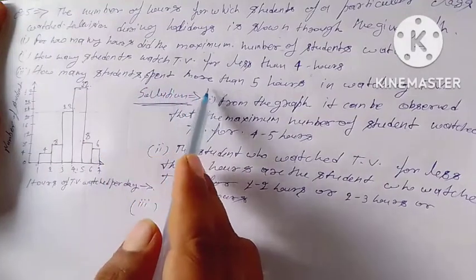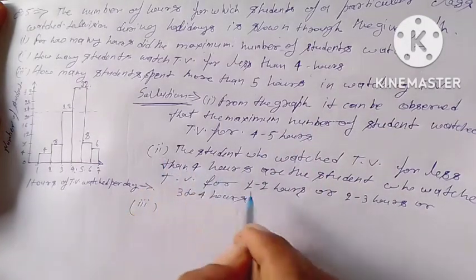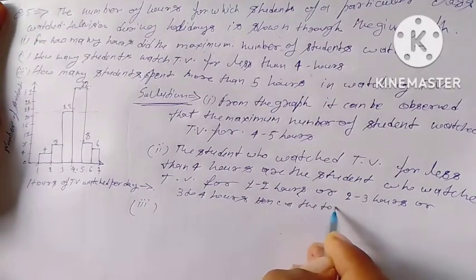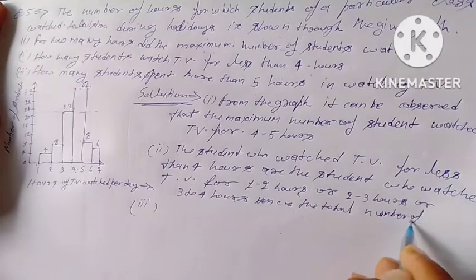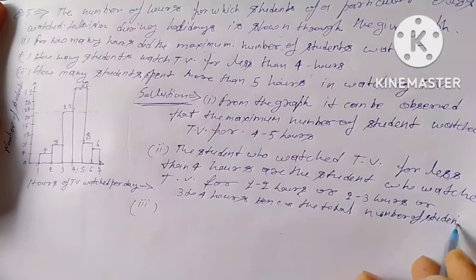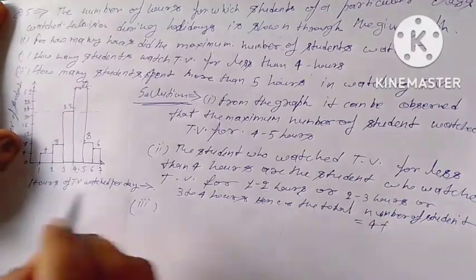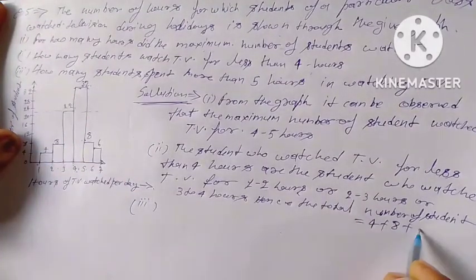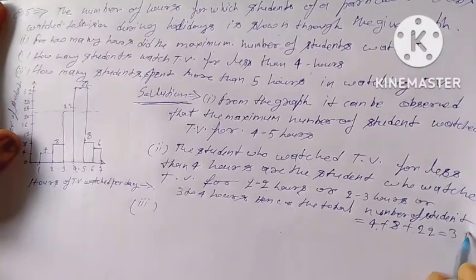How many students spend more than 5 hours watching TV? According to question number two, the total number of students who watch for 1 to 2 hours is 4 students, plus 2 to 3 hours 8 students, plus 3 to 4 hours 22 students. That means 4 plus 8 plus 22, 34 students.